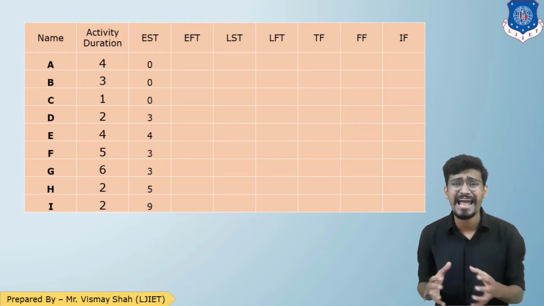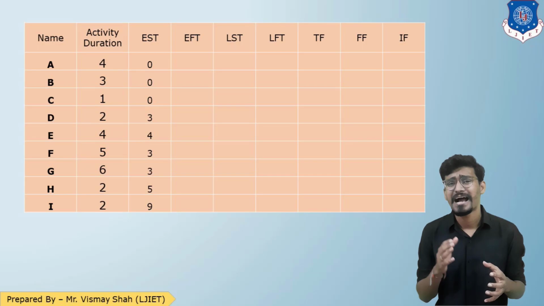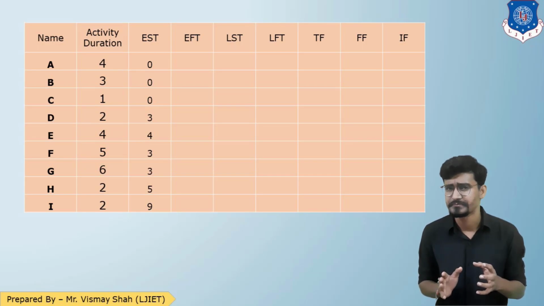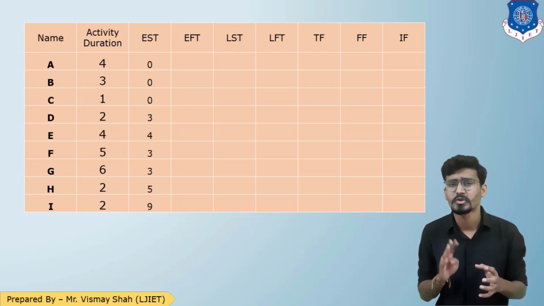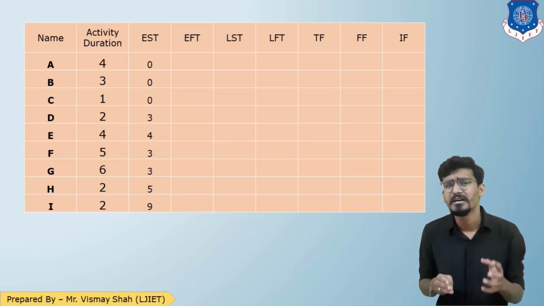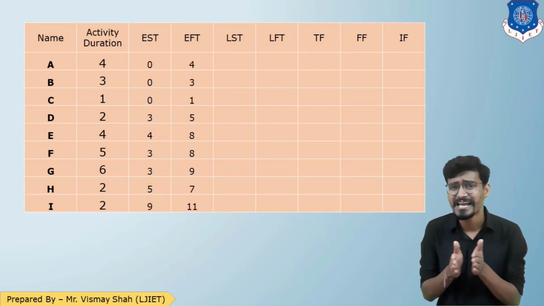Now the next is EFT. When I want to find EFT, I need to add the duration to EST. So for A, duration was 4, EST was 0. So EFT will be 0 plus 4, 4. For B, EST was 0, duration was 3. So EFT will be 0 plus 3, 3. Similarly, let us complete the entire table. Alright, so this is the entire table of EFT. So we have completed EST and EFT.